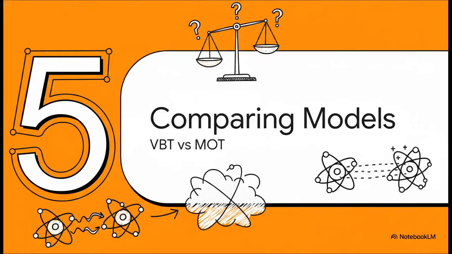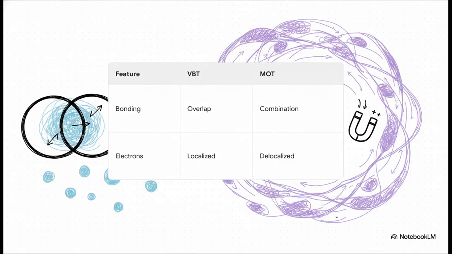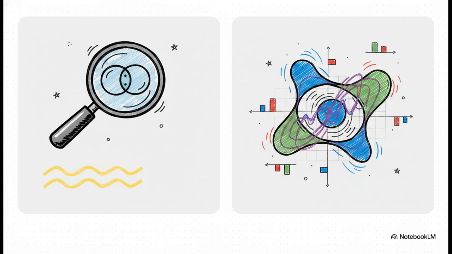Moving on to part 5, comparing the bonding models. So, with 3 different explanations for how atoms connect, you might be wondering, which of these models is the correct one? Well, when we put VBT and MOT head-to-head, you'll see they are entirely different lenses for viewing the exact same phenomenon. VBT looks at localized overlap, it's simple, it's intuitive, but it misses the big picture stuff like magnetism. MOT looks at the combination of orbitals into a delocalized global map. It's highly accurate and explains magnetism perfectly, but man, is it mathematically intense. So, the crucial takeaway here is that ultimately it's a comparison of utility.